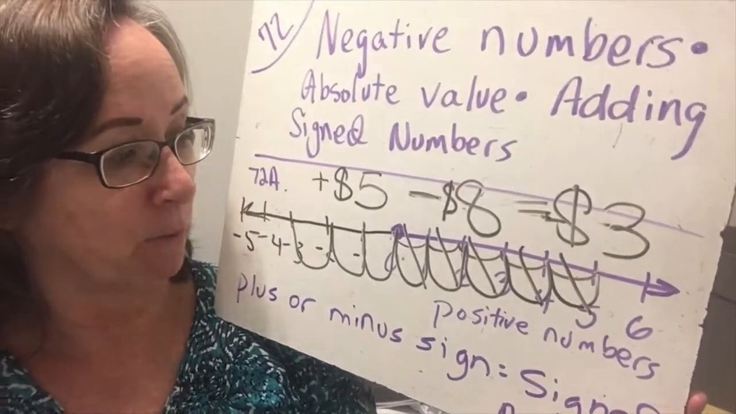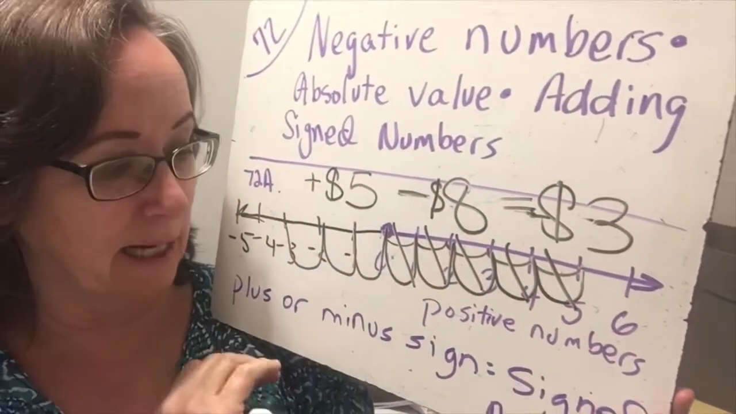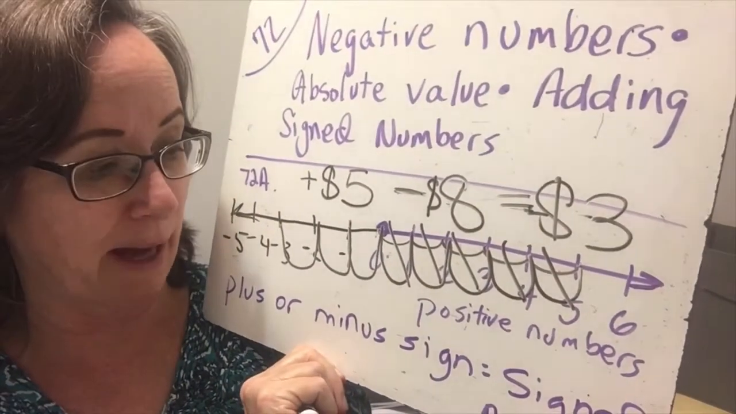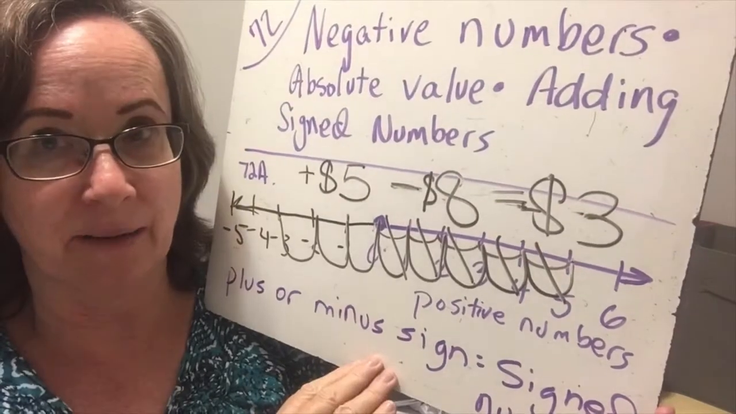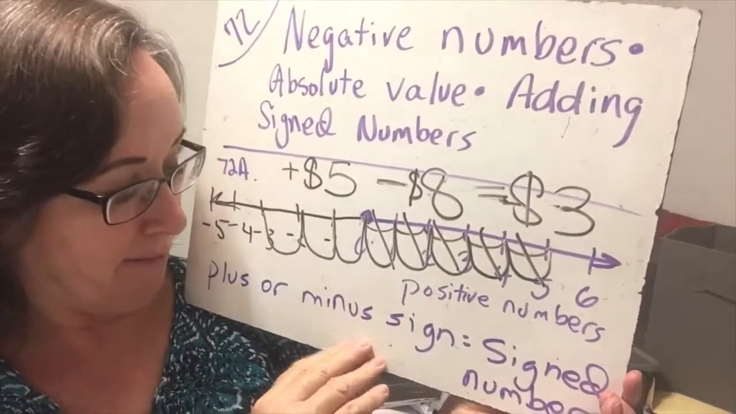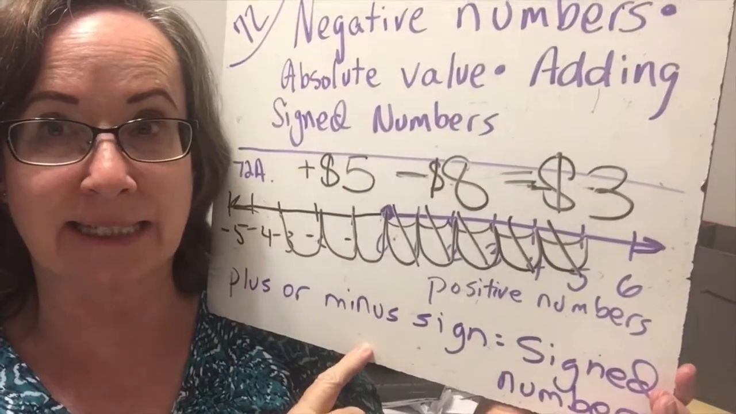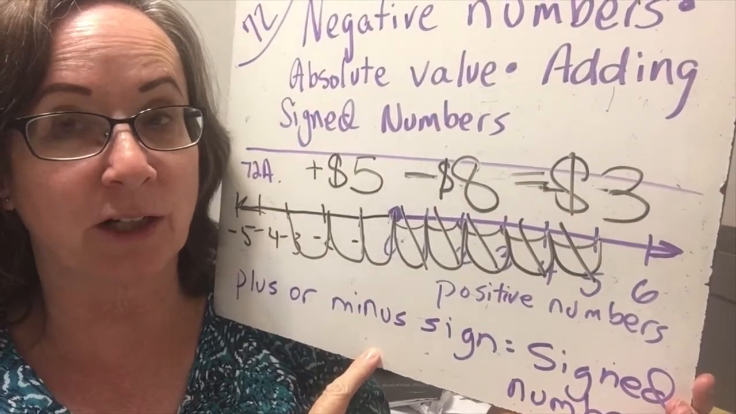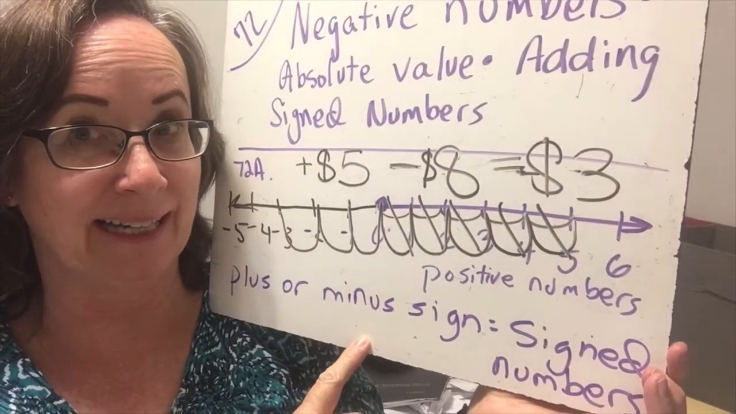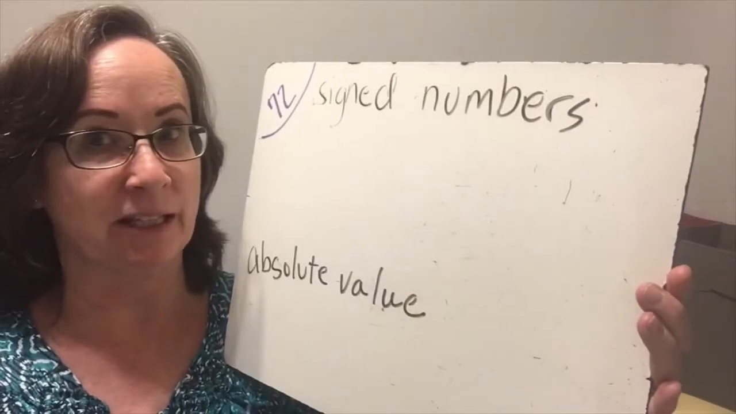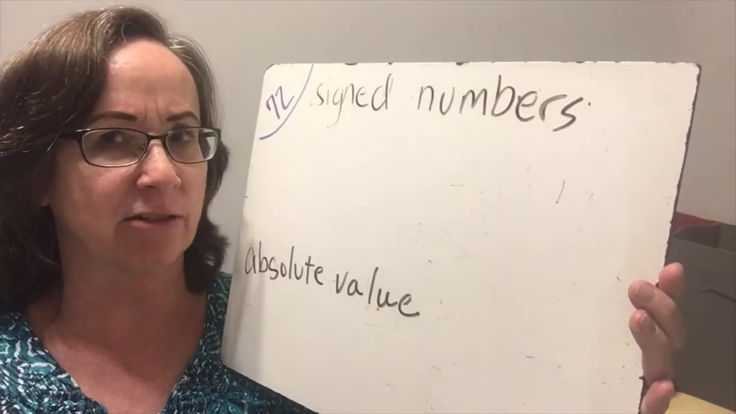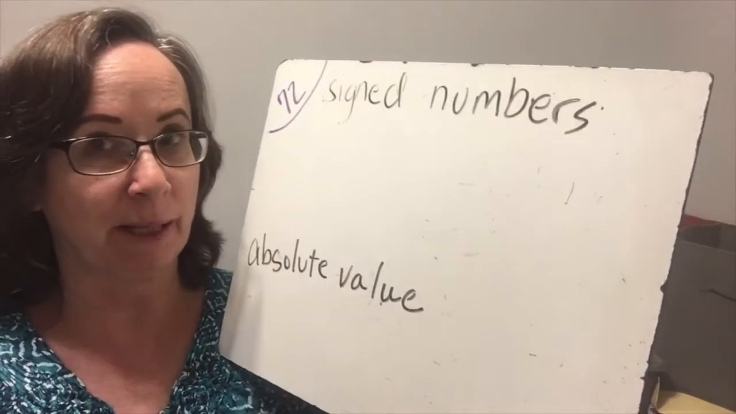Okay, so we're going to be talking about this number line, and we're also going to be talking about signed numbers. So signed numbers are any numbers that have plus or minus signs attached to them. So we're going to learn how to add and subtract signed numbers on our number line. Okay, so this is kind of an intro section. We're going to talk a little bit about signed numbers.